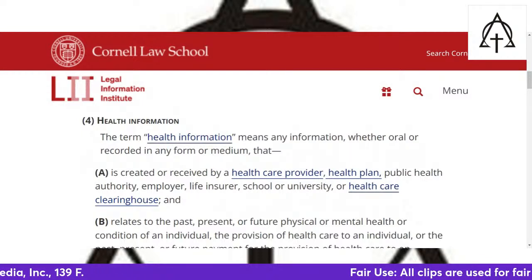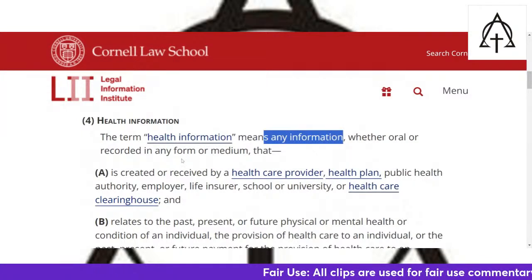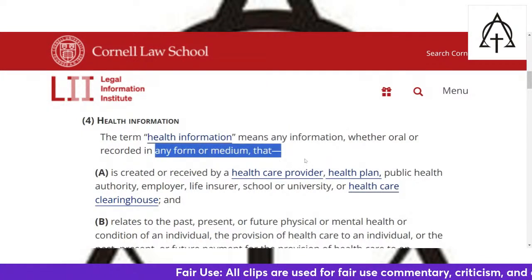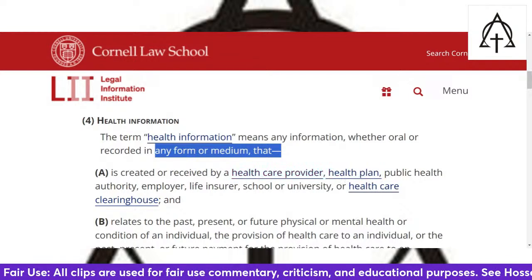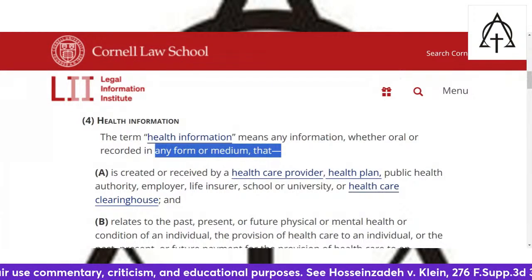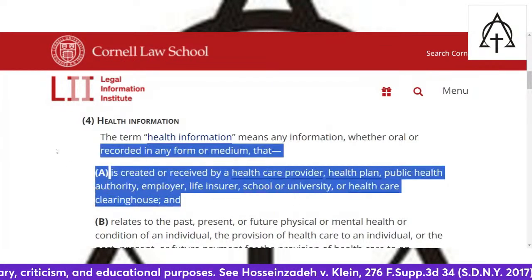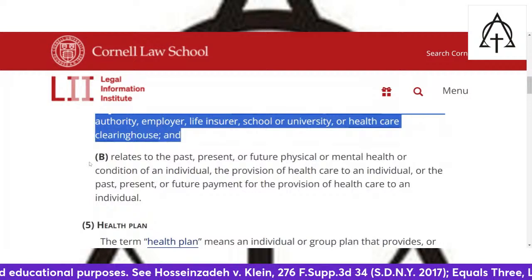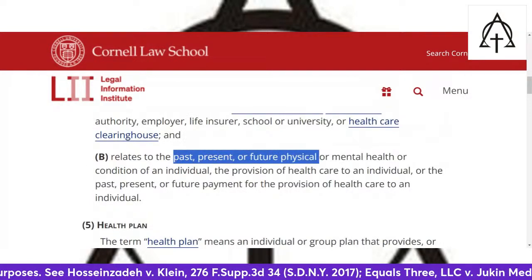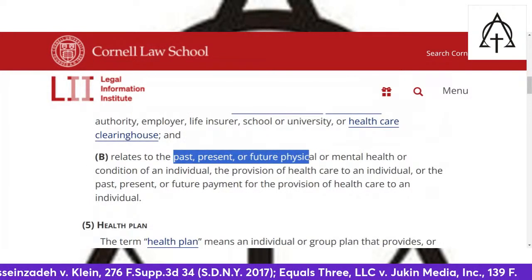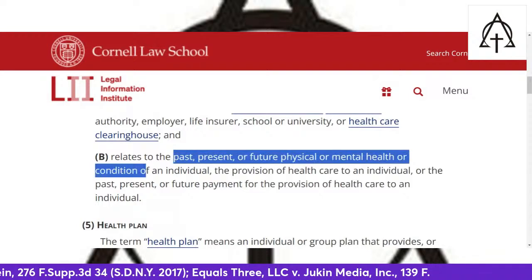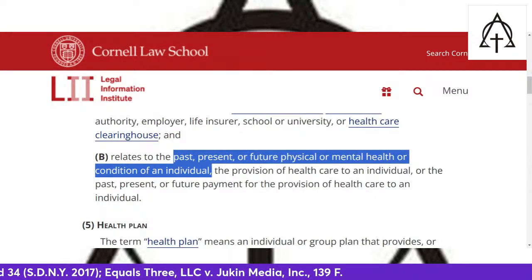Health information means any information, whether oral or recorded, in any form or medium, that is created or received by a healthcare provider, health plan, public health authority, employer, life insurer, school or university, or healthcare clearinghouse, and relates to the past, present, and future physical or mental health or condition of an individual.